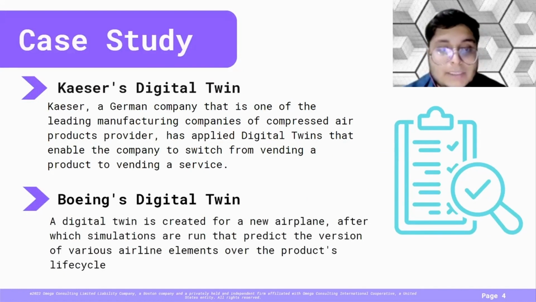Let's see the case study for the Boeing digital twin. At Boeing, the digital twins are used to plan aircrafts. A digital twin is created for a new airplane, after which simulations are run that predict the versions of various airline elements over the product lifecycle. As a result, Boeing engineers can forecast when products are expected to fail. The company has achieved a 40% enhancement rate in the first time quality of parts by using a digital twin. The company plans to digitize all of its engineering and development systems in the future and share this information with its supply chain.